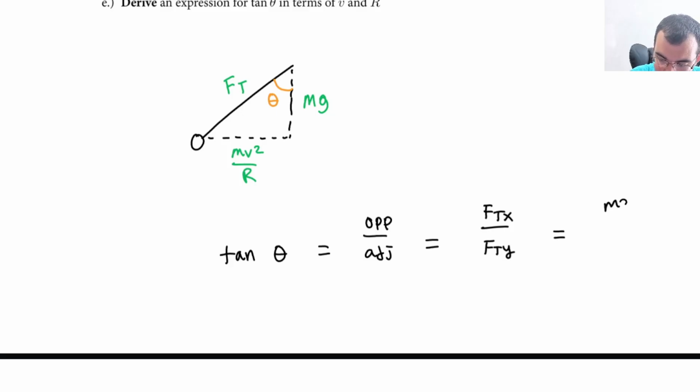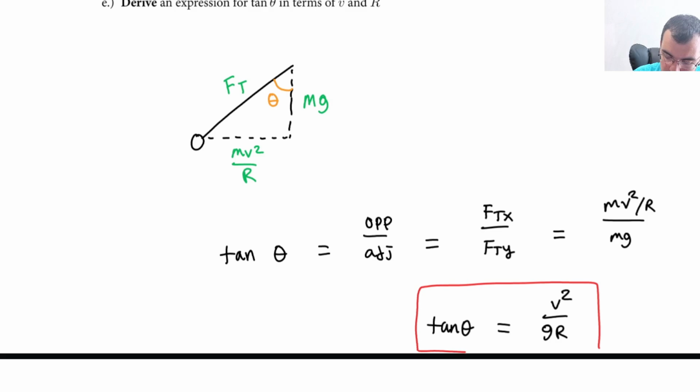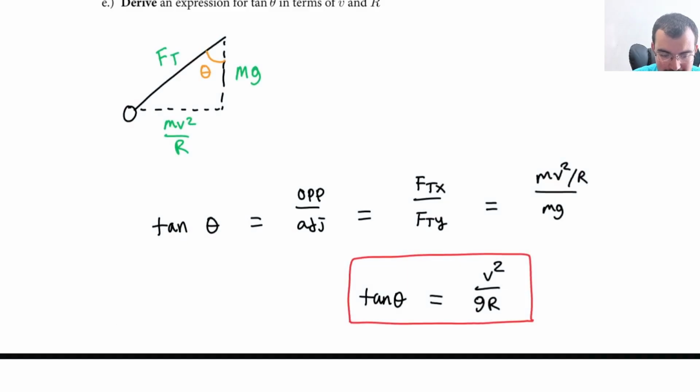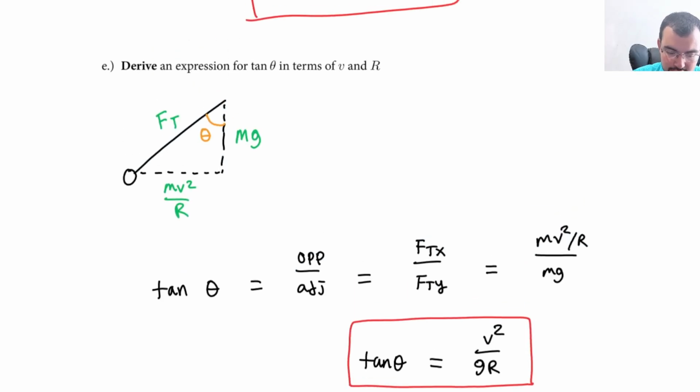So this would be mg, no, this would be mv squared over r divided by mg. So we would get tan theta is equal to, the m's go away, v squared over gr. So again, all we did here is we used the fact that we knew both tension components and just put them in the triangle.